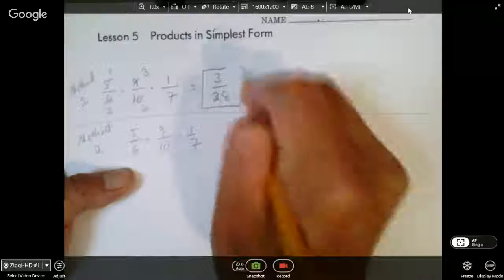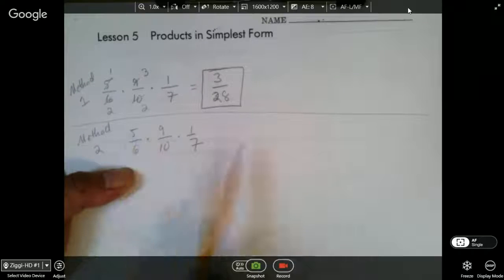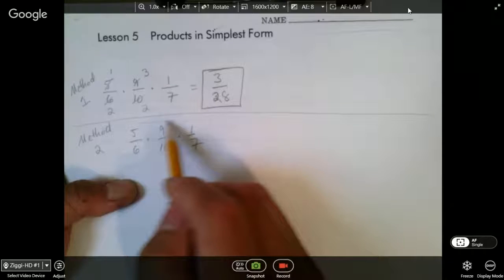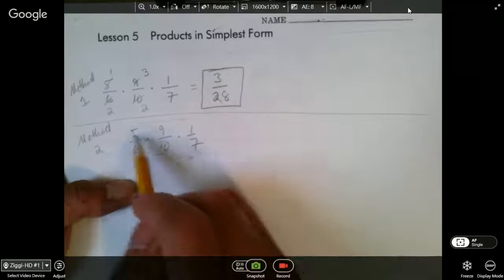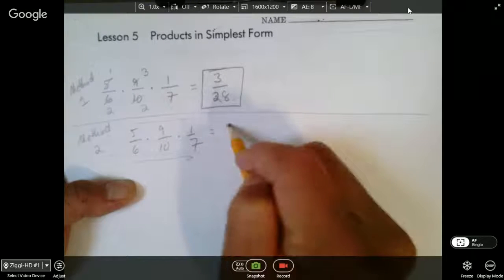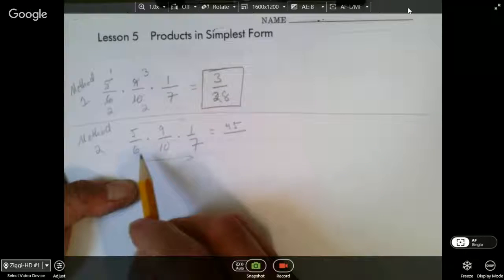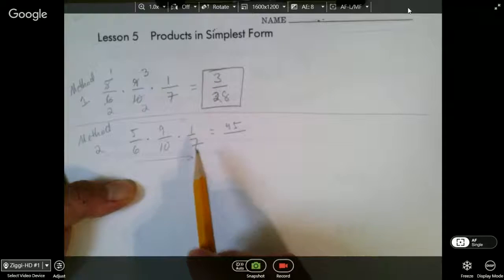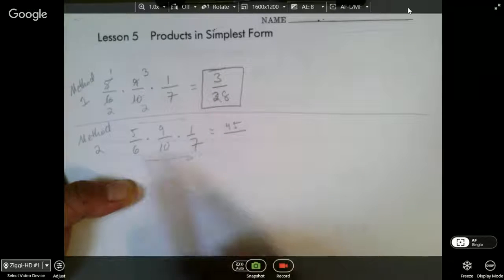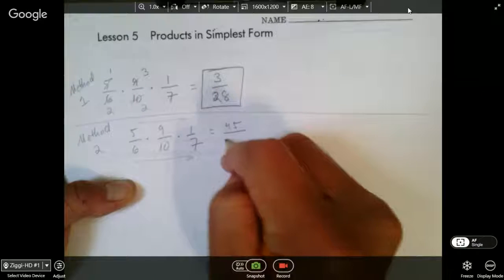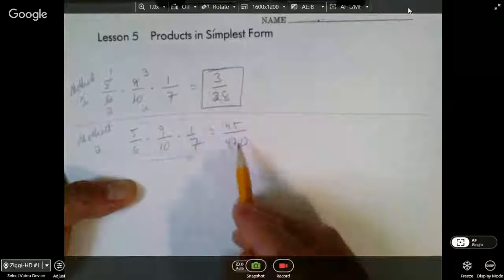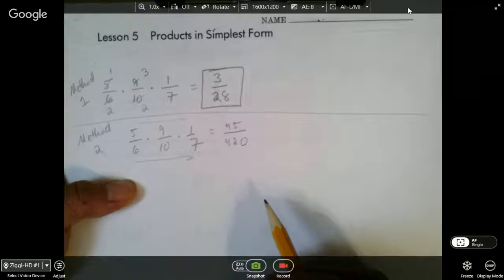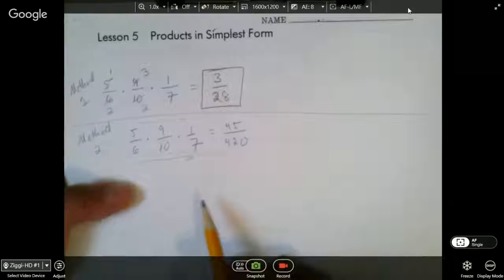The other way is to just start multiplying right away. If I multiply horizontally, 5 times 9 is 45. 6 times 10 times 7, let's do 6 times 7 first. Commutative property of multiplication, doesn't matter the order. 6 times 7 is 42, times 10 is 420. When you do that, you have bigger numbers to work with to simplify in the end. So I recommend you doing method number 1.